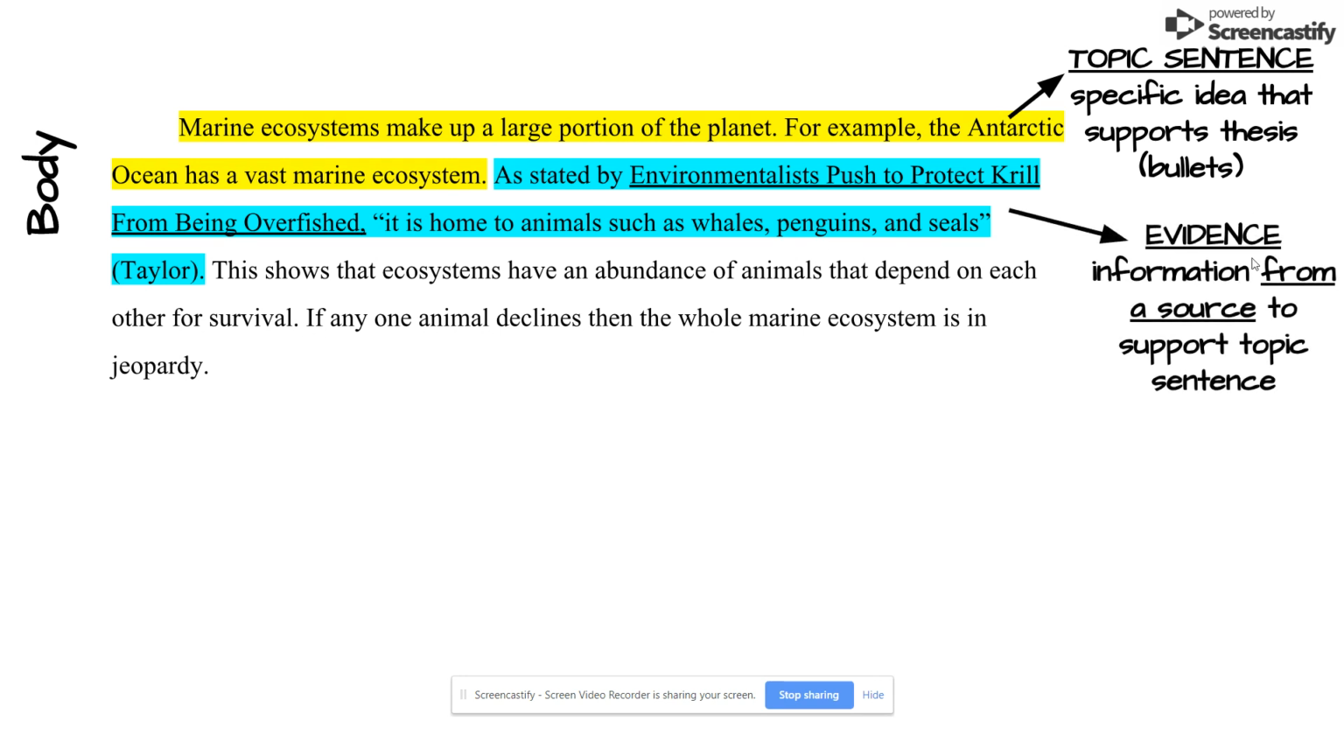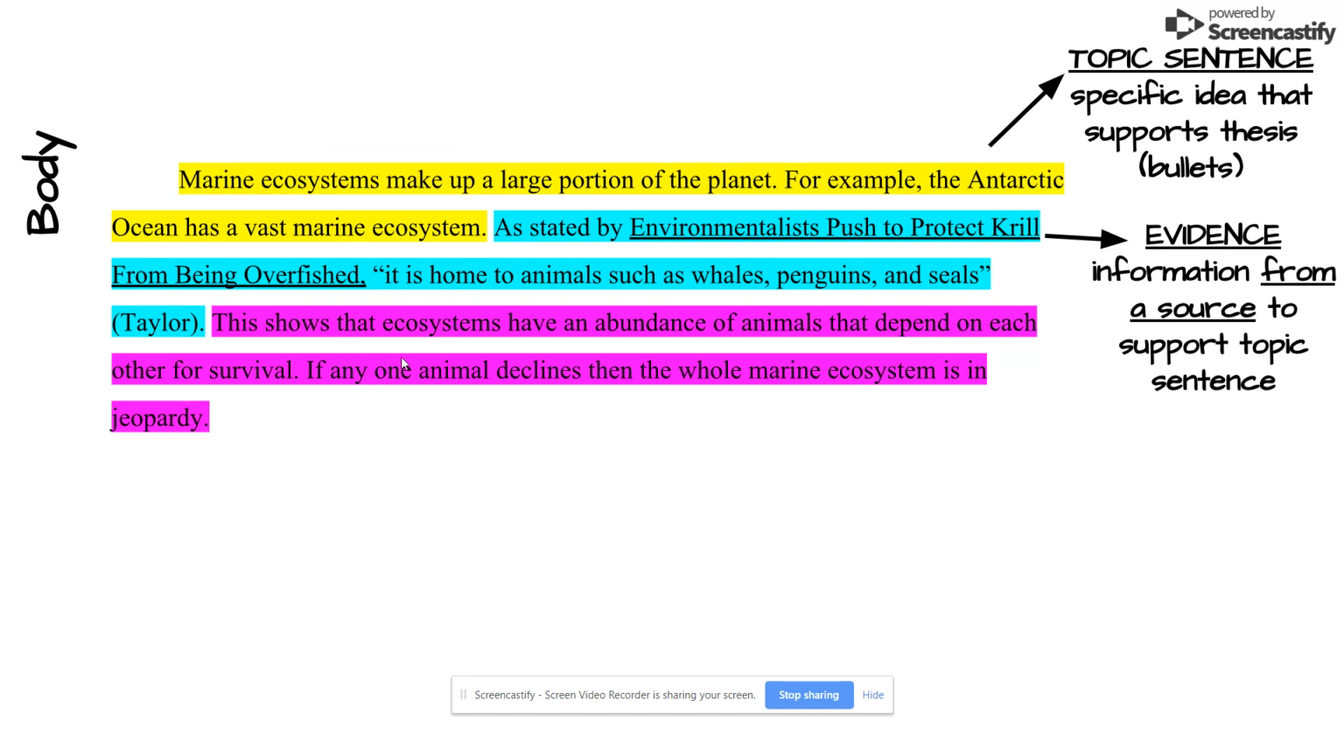This is all of the research that you are doing on a topic for your teen activist essay. This is going to be all the stuff you're taking power notes on right now. It should be information from a source to support that topic sentence. So if I'm talking about marine ecosystems in my topic sentence, this should definitely be about something important to those marine ecosystems.